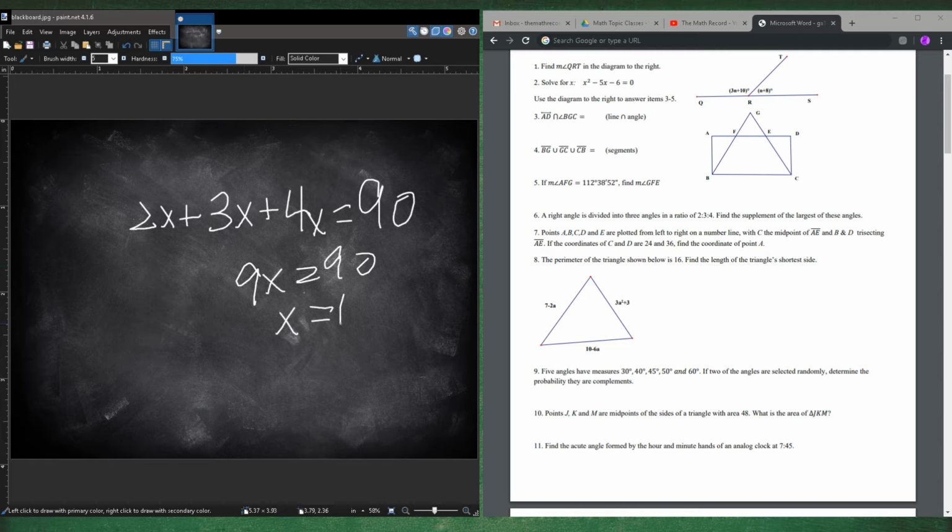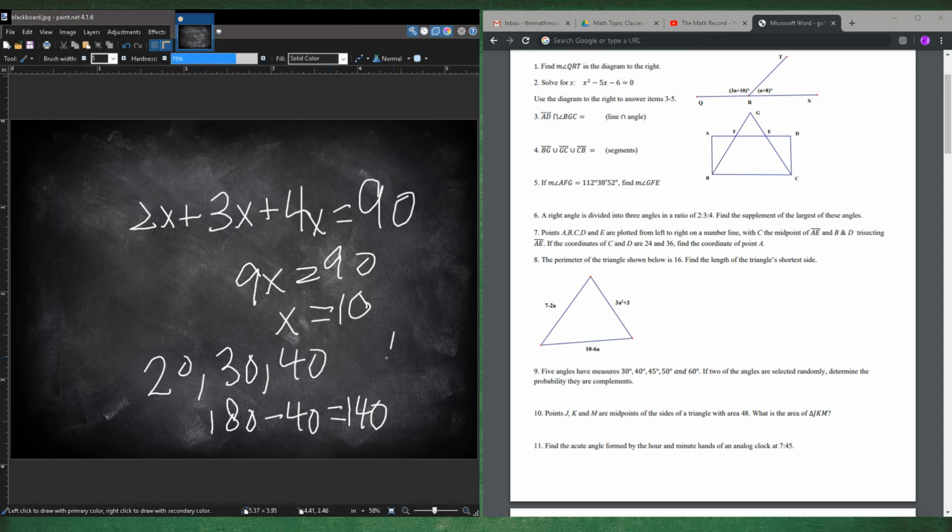So we had to scale all those numbers up by 10, basically. So we have a 20 degree, a 30 degree, and a 40 degree, which is true, because 20 plus 30 plus 40 is 90 degrees. So find the supplement of the largest of these 3 angles. 40 is our largest angle, so the supplement is 180 minus 40 equals 140, because the supplement means that an angle plus another angle must be 180 degrees.